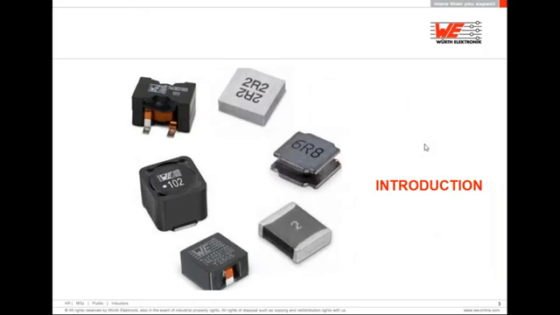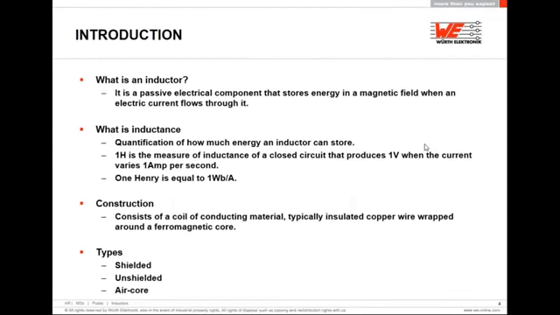Let's start by defining the inductor. This is a passive electrical component that stores energy in a magnetic field when an electric current flows through it. The inductance limits the change in current once a voltage is applied. 1 Henry is a measure of inductance of a closed circuit that produces 1 volt when the current varies 1 ampere per second. And also, 1 Henry is equal to 1 Weber per ampere.